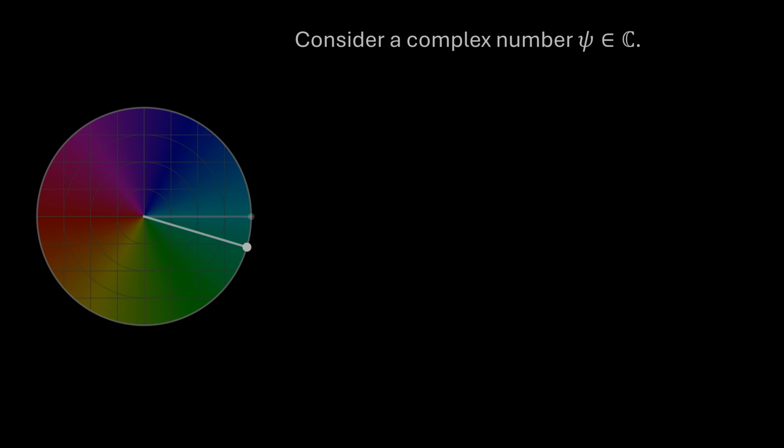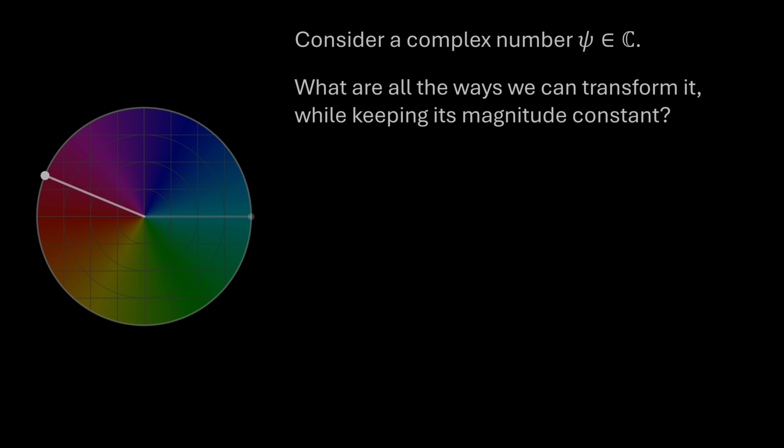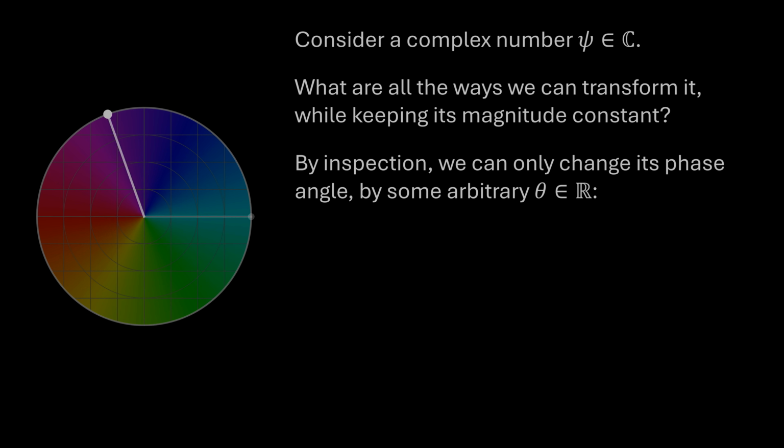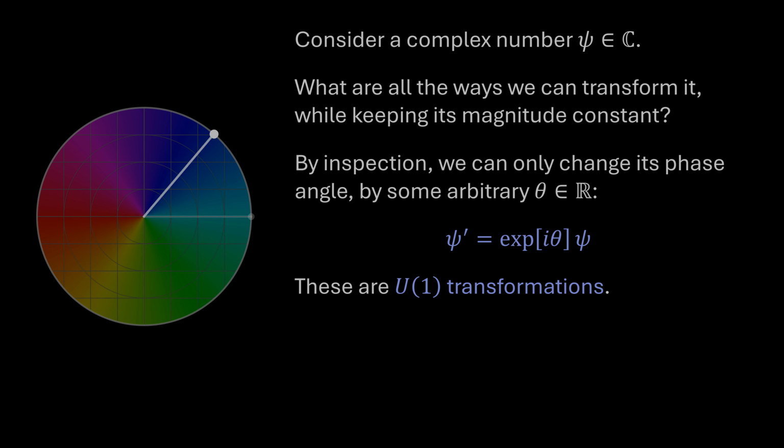We'll call it psi. Well, now we can ask the question, what are all the ways that we can transform psi while keeping its magnitude constant? And by inspection, the only way to do that is to change the phase angle of the complex number by some arbitrary real-valued theta. And so we can write the transformed psi prime is equal to e to the i theta times psi. And these are the U1 transformations that we know and love, that we've talked about in the electromagnetism video.